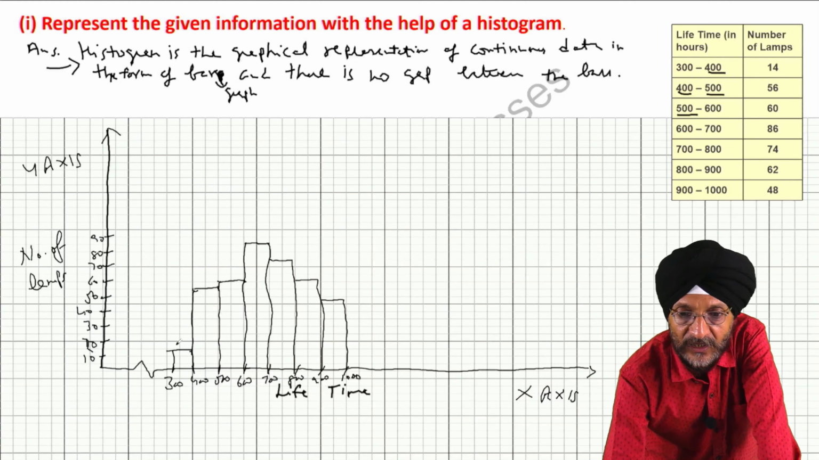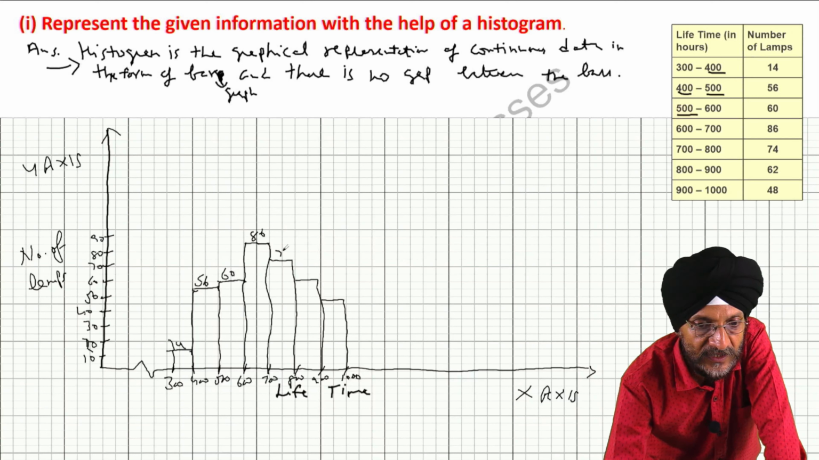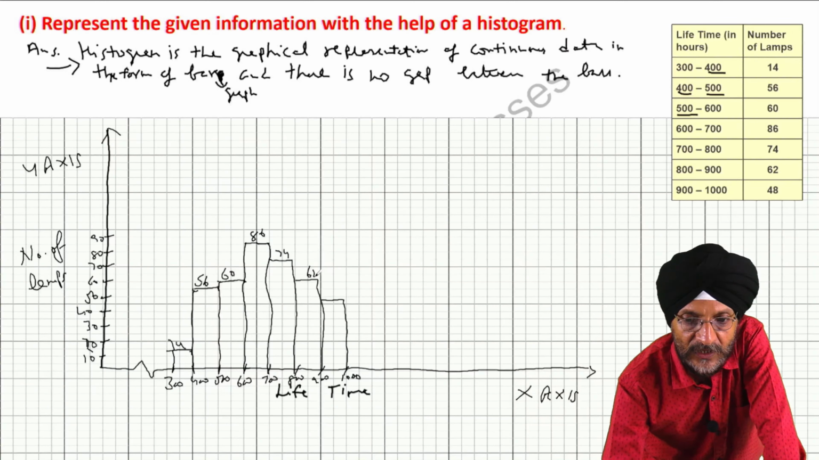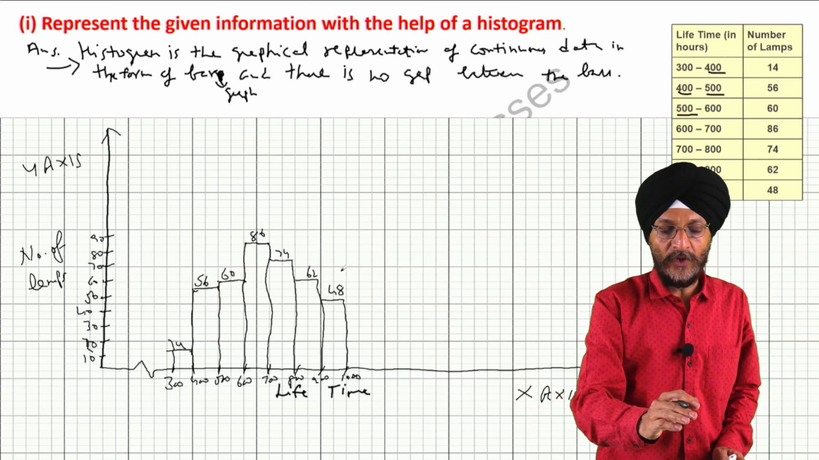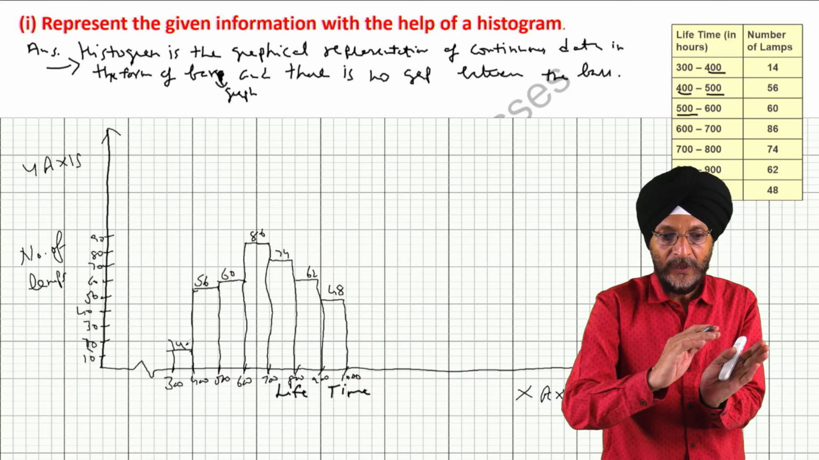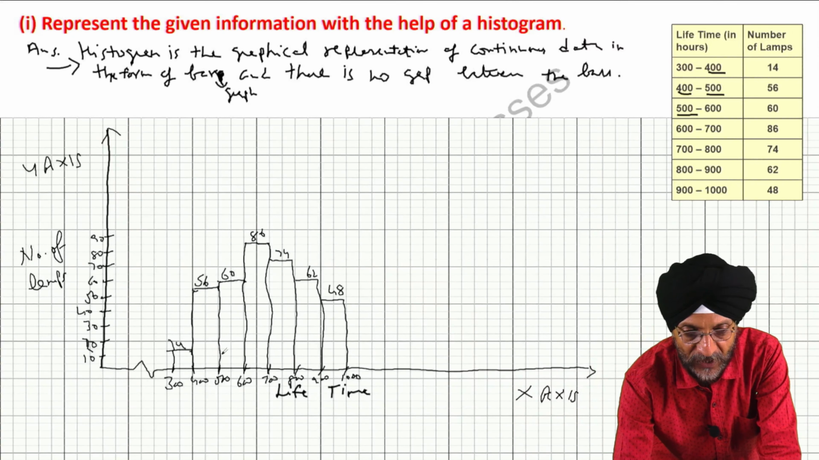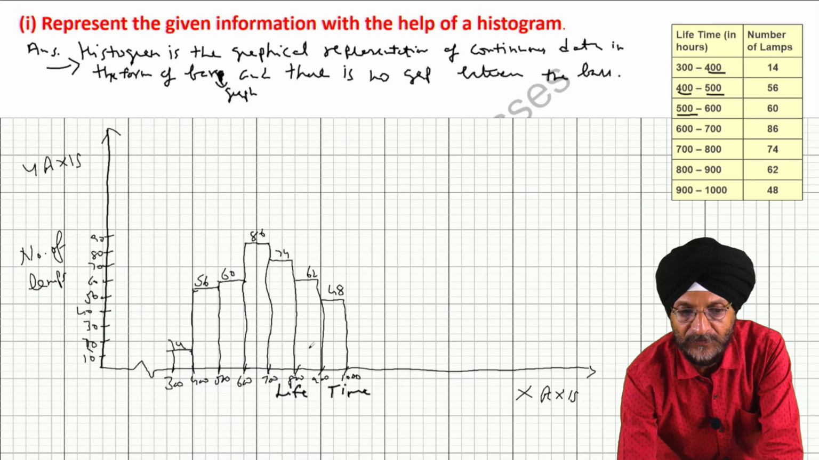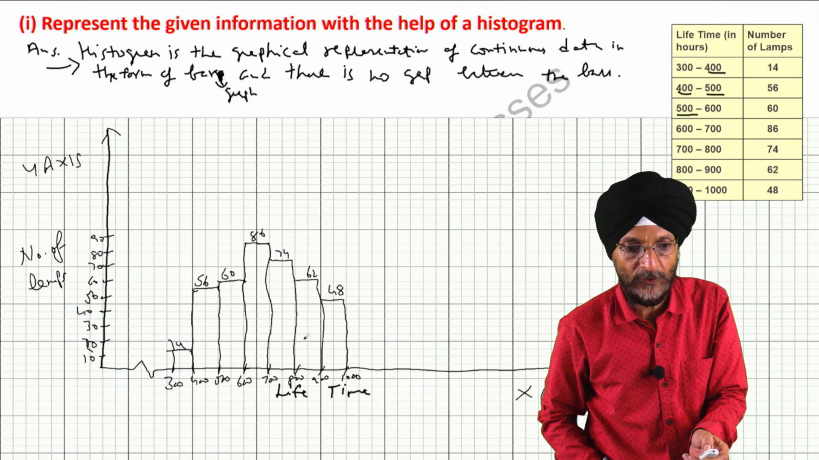You are to mention here the number of lamps in each case. It represents 14. It represents 56, 60, 86, 74, 62, then 48. We have formed the histogram where the data has been represented in the form of a bar graph and there is no gap. You can see here that there is no gap between any bar, no space in between any bar. So now we come to the next point of this question.